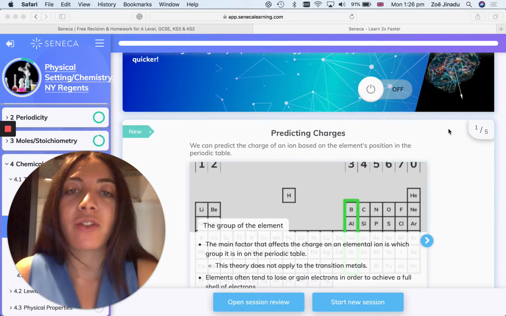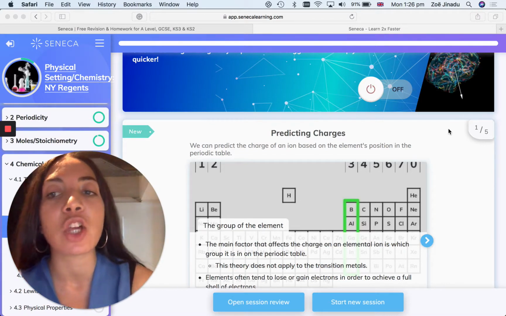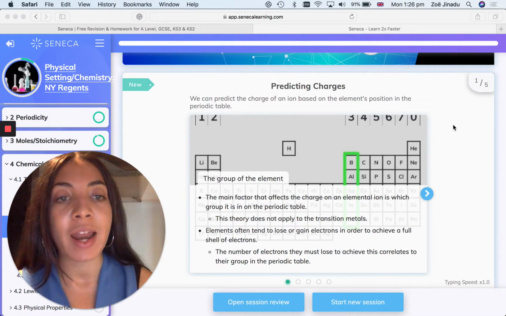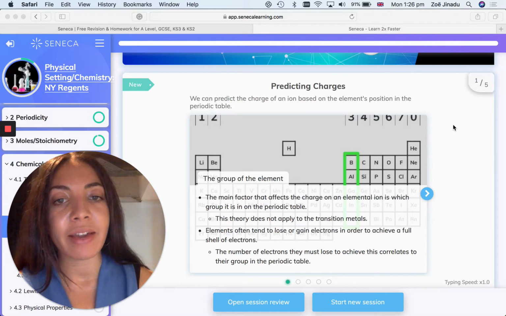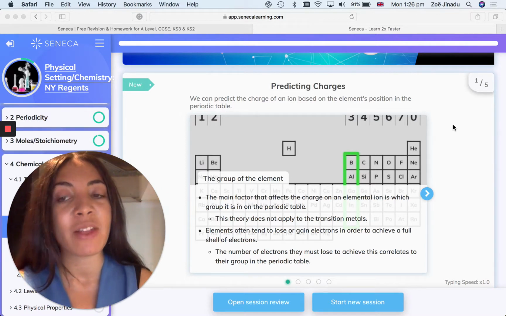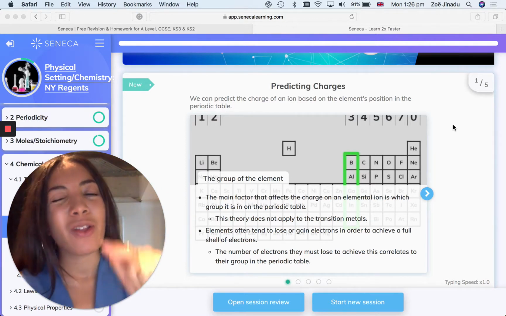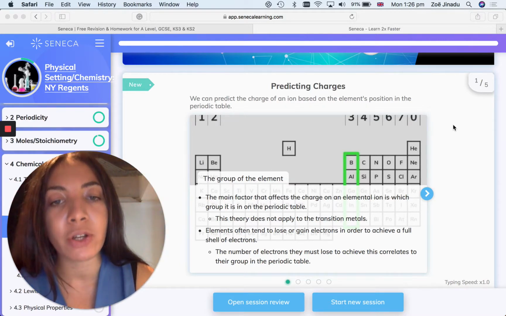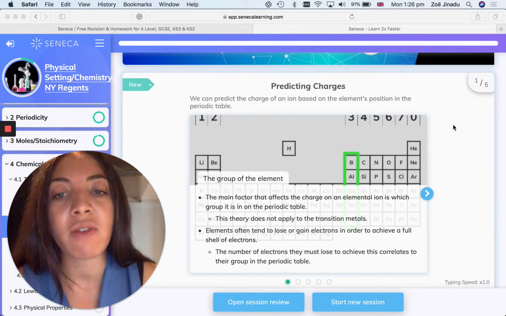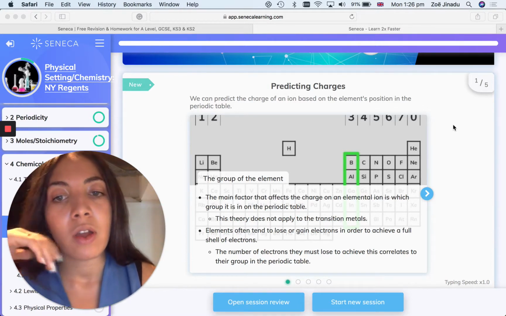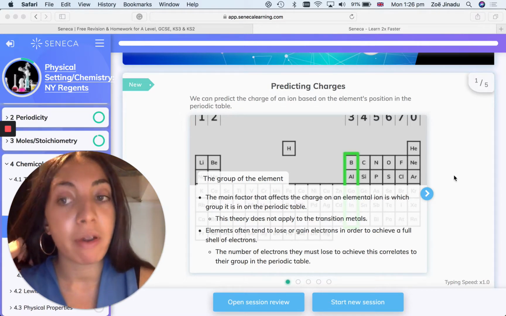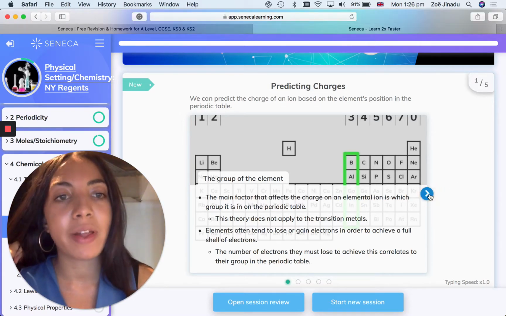So, we can predict the charge of an ion based on the element's position in the periodic table. The main factor that affects the charge on an elemental ion is which group it's in on the periodic table. This theory does not apply to the transition metals, so don't even try it. Elements often tend to lose or gain electrons in order to achieve a full outer shell of electrons. The number of electrons they must lose to achieve this correlates to their number in the periodic table. We'll go into that more.